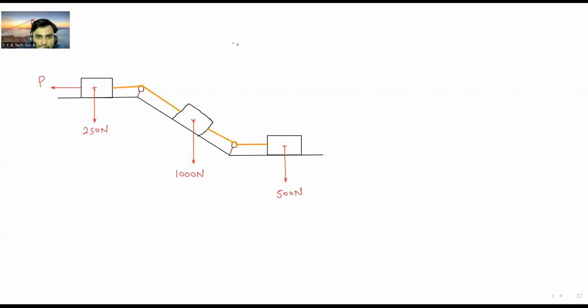So for each and every block, what is the direction of motion? When I consider this block 1, this is the direction of motion. For block 2, this is the direction of the motion. For block 3, this will be the direction of the motion. Here this is also the direction of motion, and the direction of motion for the third block.